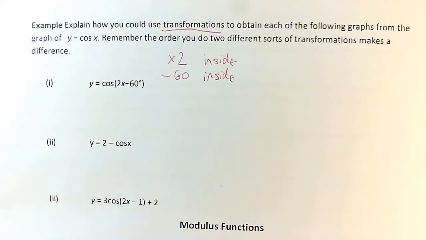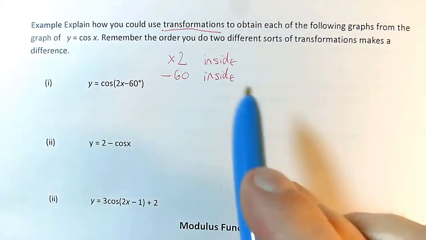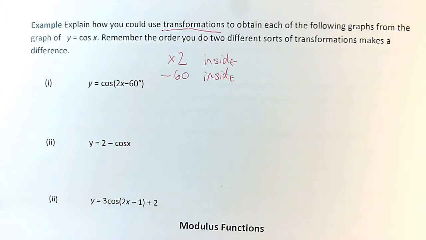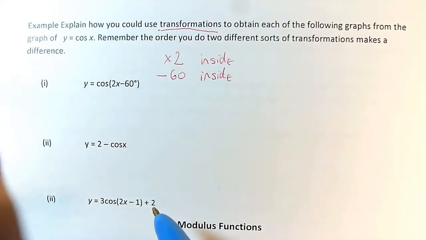Now, in order to get the order of these things right, we're going to do the ordering at the same time as we describe the transformations. The fact they're inside means that these transformations are affecting the graph in the x direction. So affecting the graph in the x direction means that if we have a stretch, it's parallel to the x-axis, and if we have a translation, then it's a vector in the x direction. A reflection in the x direction is a bit tricky, but we haven't got a reflection here. So we just have to get these in the right order.